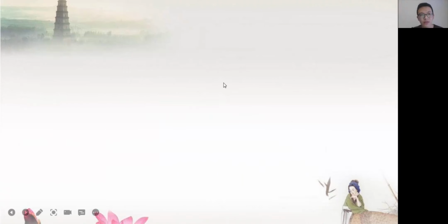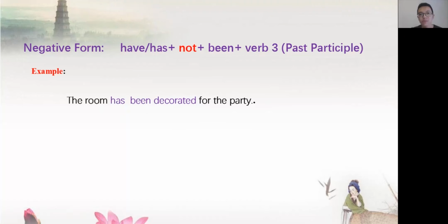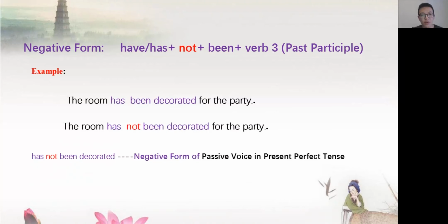Okay, so let's look at its negative form. That's have or has plus not plus been plus verb 3. And let's look at an example. The room has been decorated for the party. Has been decorated, we know it's the passive voice in present perfect tense, right? So we can put not after has to change the sentence into its negative form. So we can say the room has not been decorated for the party.